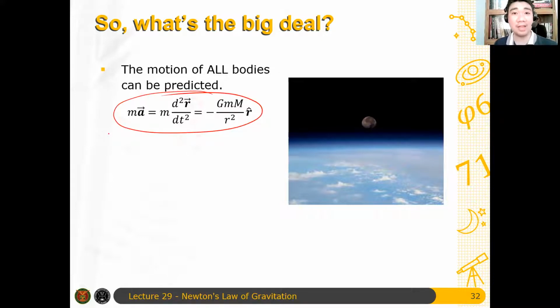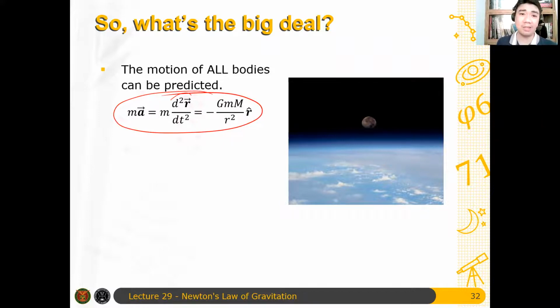So, the big deal, it's a big deal because this equation here can be used for any object with mass and therefore can be used to identify the motion of these objects. Any object, including the motion of heavenly bodies. They are united by a single equation. Yun yung importansya ng Newtonian mechanics. That is, you can now use just a simple equation here to predict the motion of these bodies.